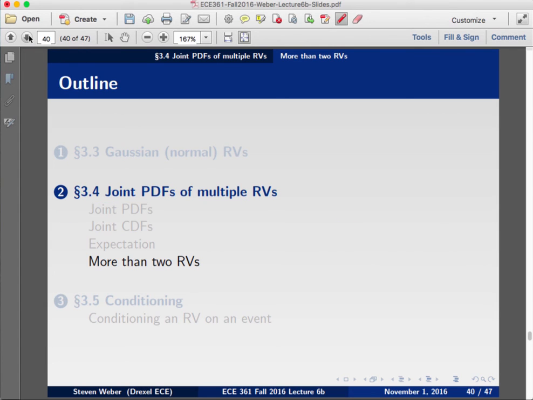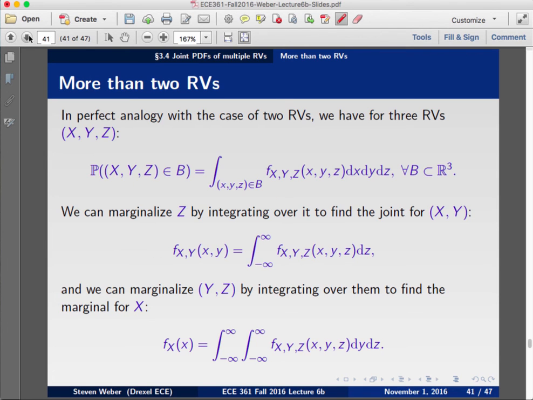And finally, let's talk about more than two random variables. We did the same thing when we introduced discrete random variables. We first talked about what happens when you have a pair of discrete random variables, and then we talked about what happens when you have more than two discrete random variables. So now we're doing the same thing with more than two continuous random variables.